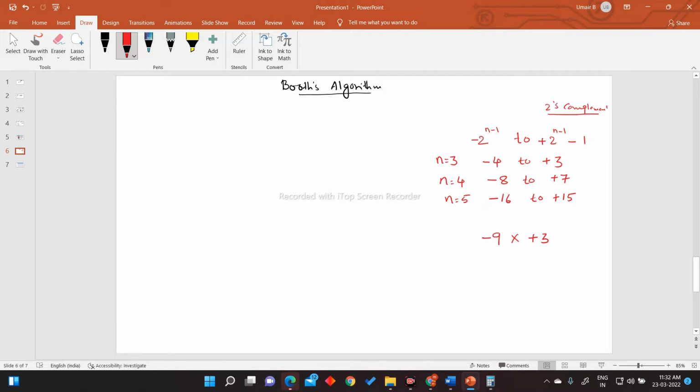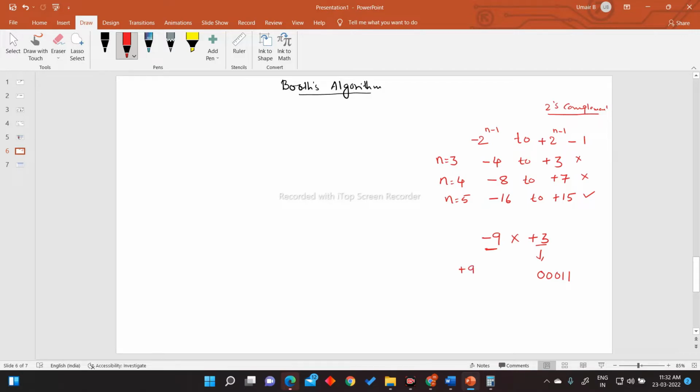Why? Look at this: is minus 9 available in the first range? The answer is no. Is minus 9 available in the second range? The answer is no. Is minus 9 available in this range? The answer is yes, right? So plus 3 is also a part of this range. So plus 3 needs to be represented using 5 bits, and minus 9 needs to be represented using 5 bits.